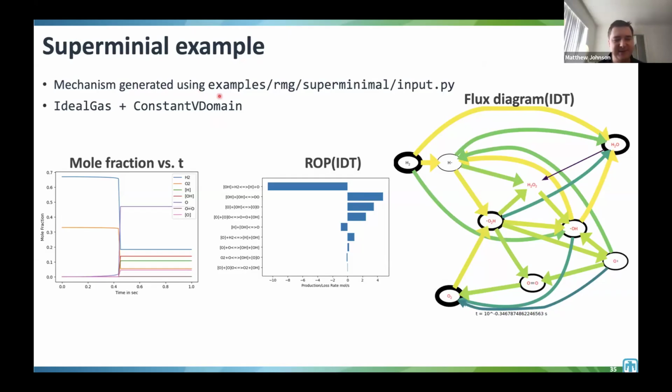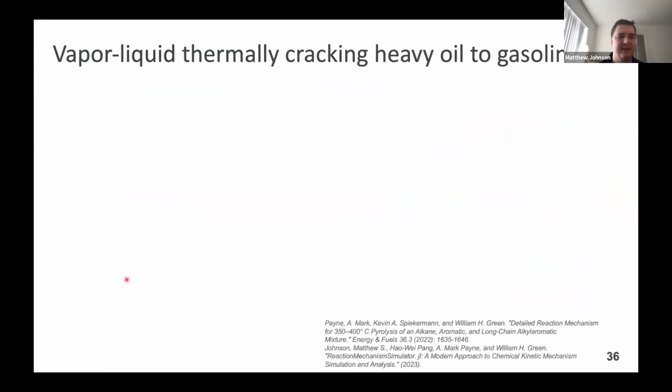Here is a super minimal example. I was showing you the sensitivities to this before. And that will look something like this: the flux diagram, the ROPs, and the mole fractions in time.